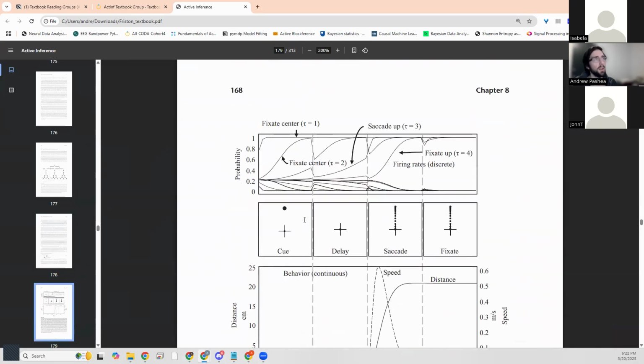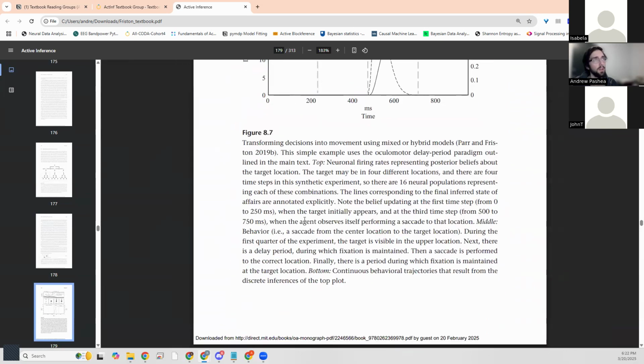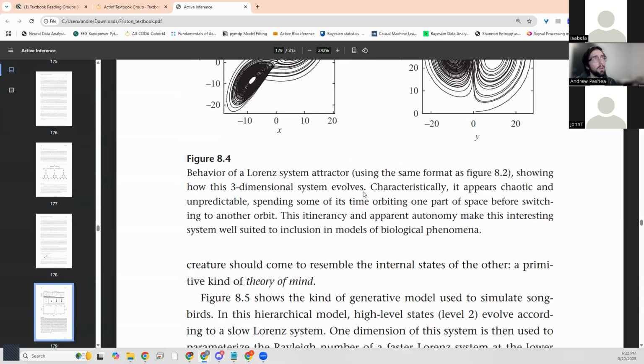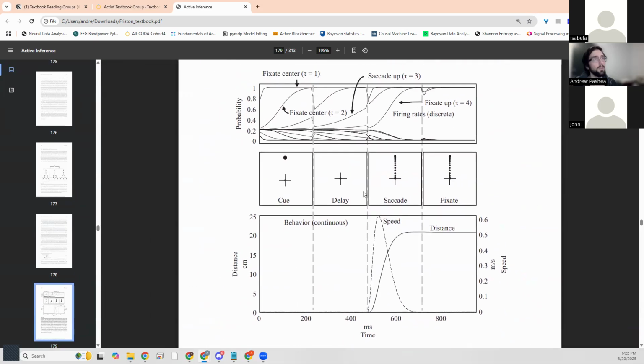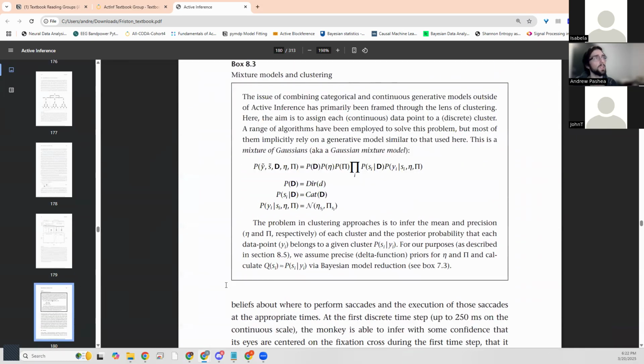And we have some nice discussion again, looking at saccades and those kinds of dynamics, which are much more clearly continuous state spaces. More often than not, we're looking at continuous coordinate systems.